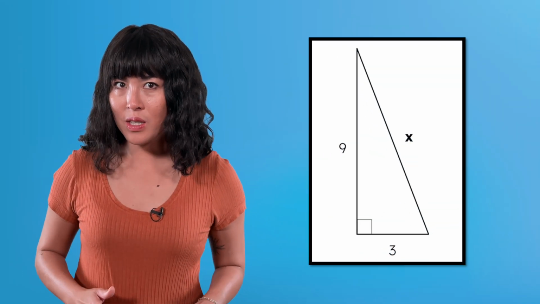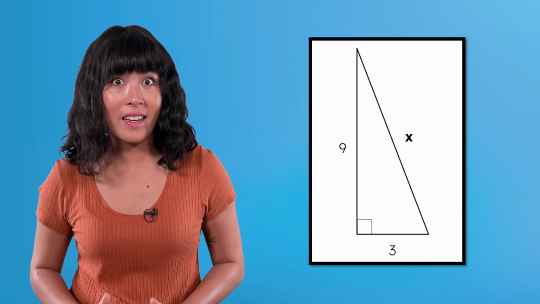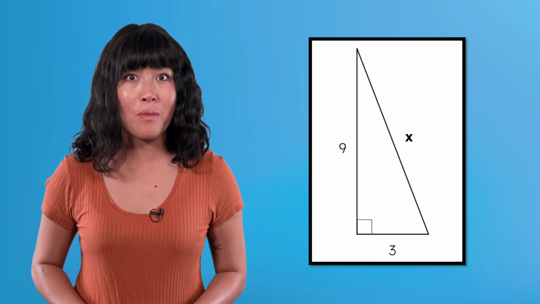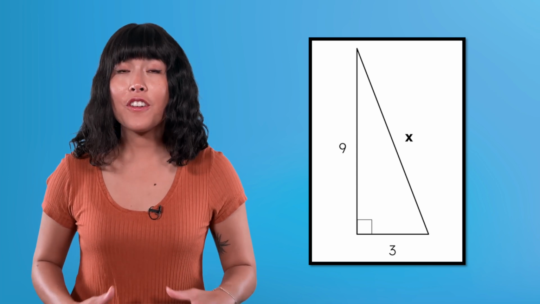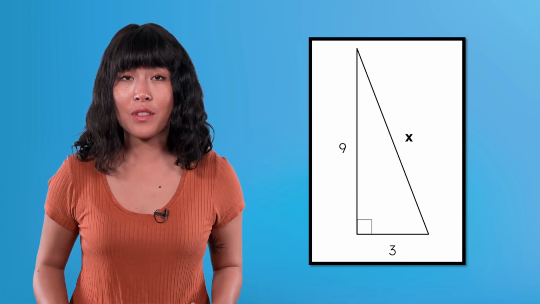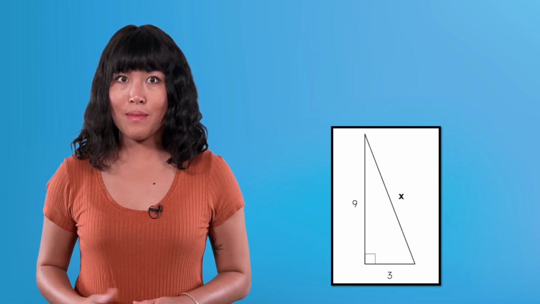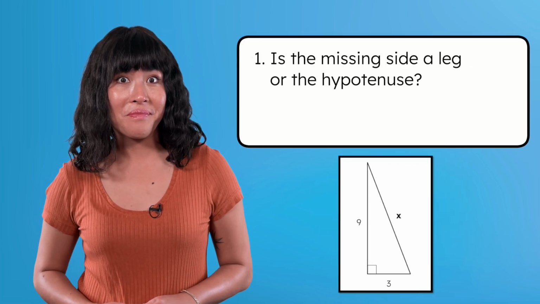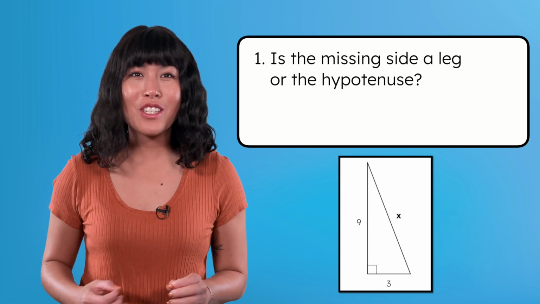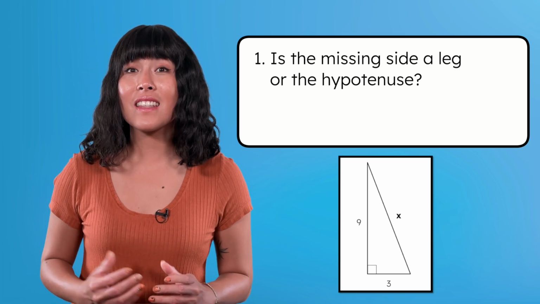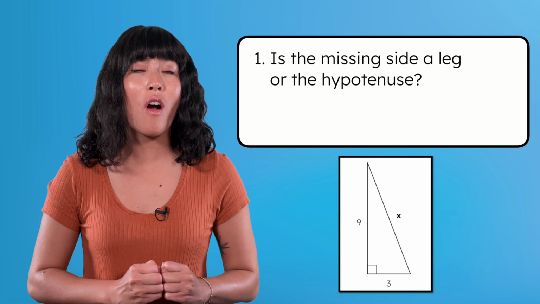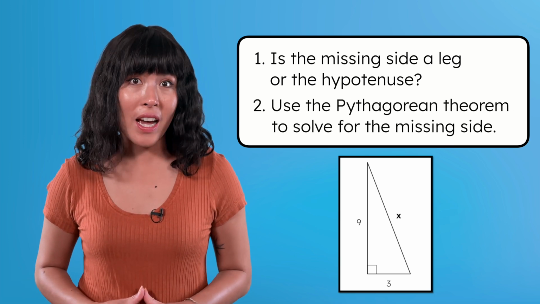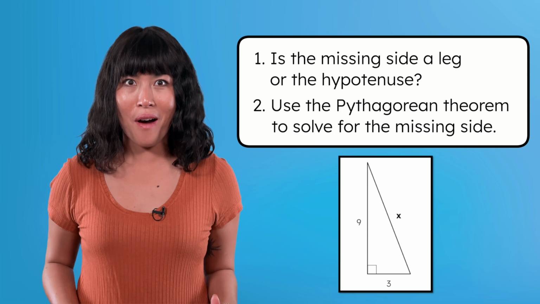Okay, let's give this triangle a try. Remember, our first step before using the Pythagorean theorem to find the missing side is to figure out what kind of side we're looking for. Is the missing side a leg or the hypotenuse? That's right. In this triangle, the missing side is the hypotenuse because it is across from the right angle. Pause now and use the Pythagorean theorem to solve for the hypotenuse.